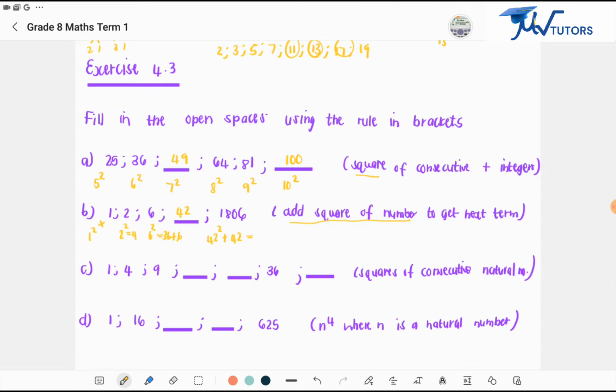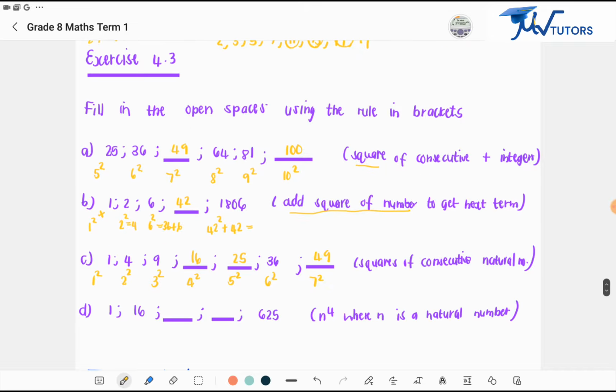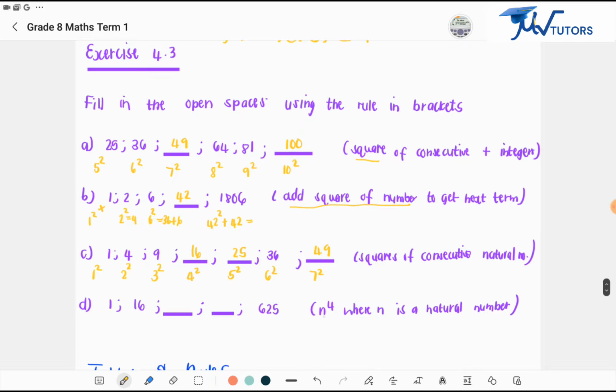We have 1 and then 4 and then 9, and then the rule says squares of consecutive natural numbers. All right, so 1 squared, what is it? That will give us 1. 2 squared will give us 4. 3 squared will give us 9. 4 squared will give us 16. 5 squared will give us 25. 6 squared will give us 36. 7 squared will give us 49. Simple enough. And then we have n to the power 4, where n is a natural number.